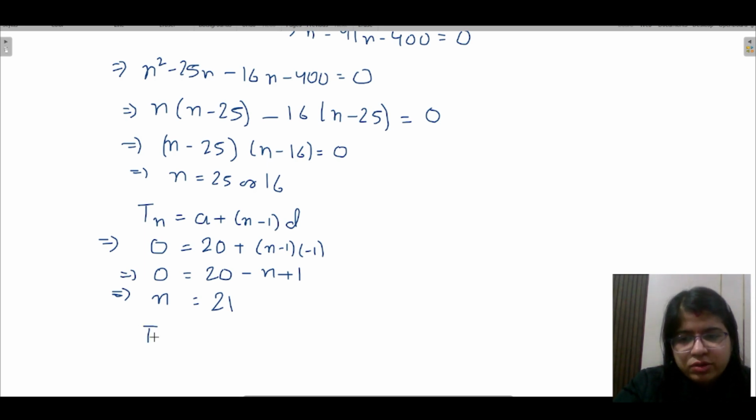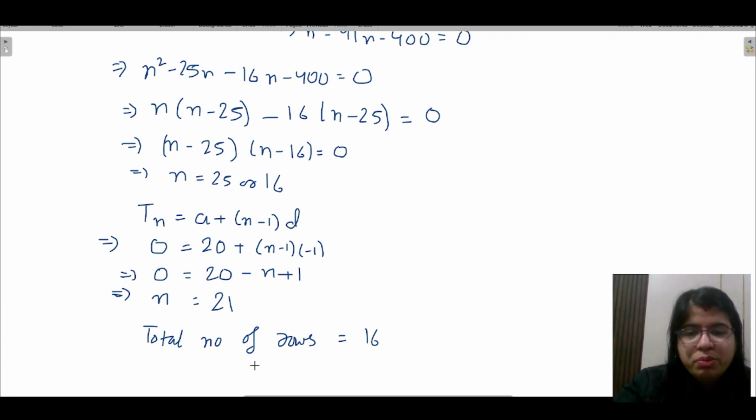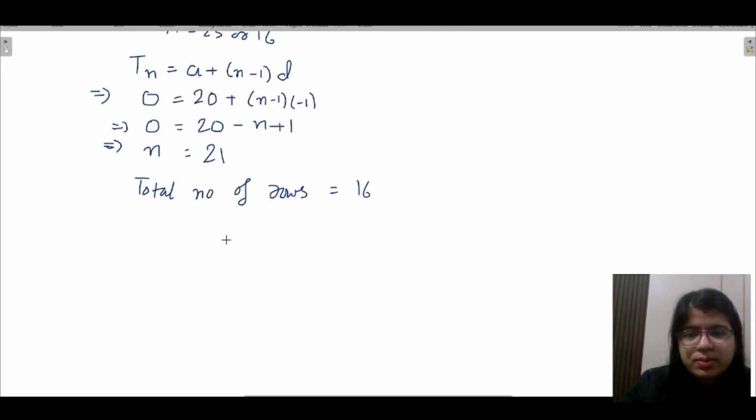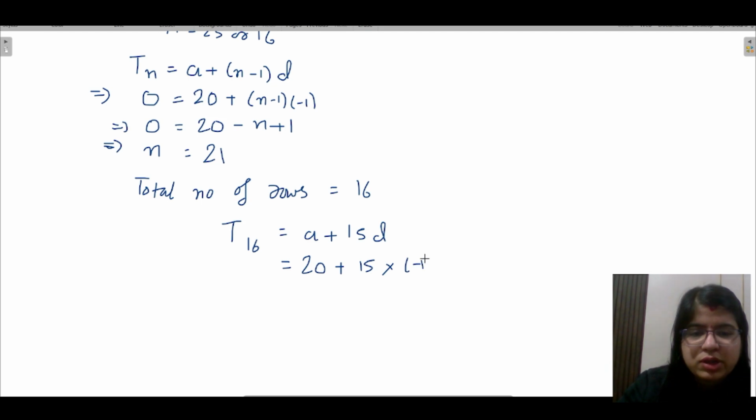So we can write total number of rows is equal to 16. And how many logs are there in the 16th row? If you have to find this, how do we get it? Now we have to find the number of logs in the topmost row, and we know that the topmost row is 16. So we have to find the value of Tn. T16, if we have to find it, will be a plus 15d. A is here 20, plus 15 into d, which is here minus 1. So we will have 20 minus 15, which is equal to 5.